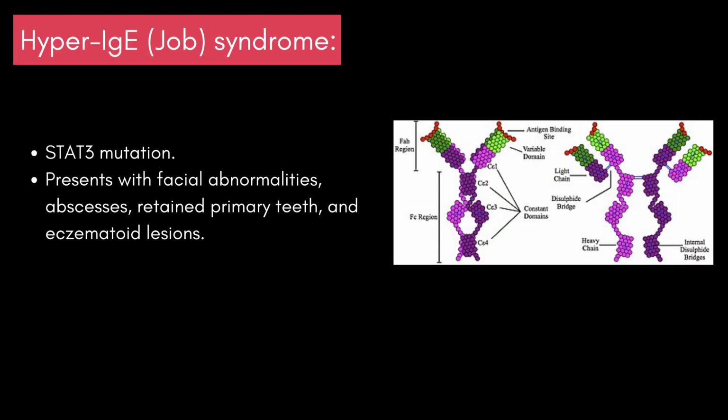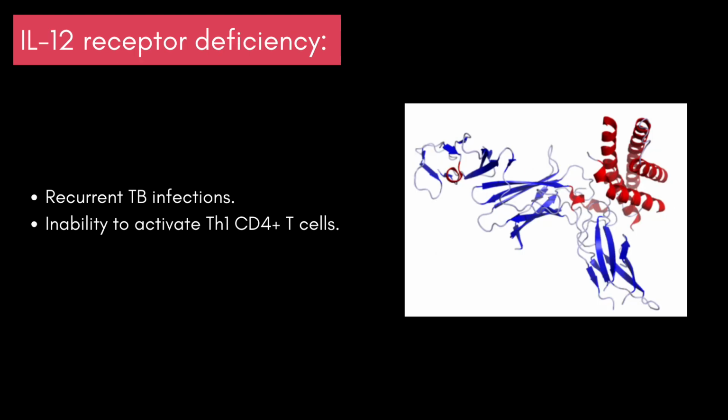Moving on. Next, let's take a look at hyper-IgE syndrome, also known as Job syndrome. STAT3 mutation presents with facial abnormalities, abscesses, retained primary teeth, and eczematoid lesions. Next, let's take a look at IL-12 receptor deficiency, recurrent TB infections, inability to activate the CD4 plus T cells.